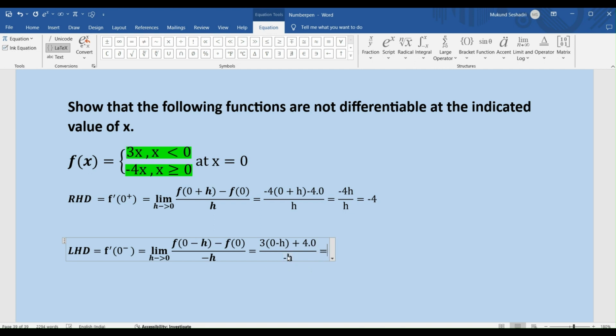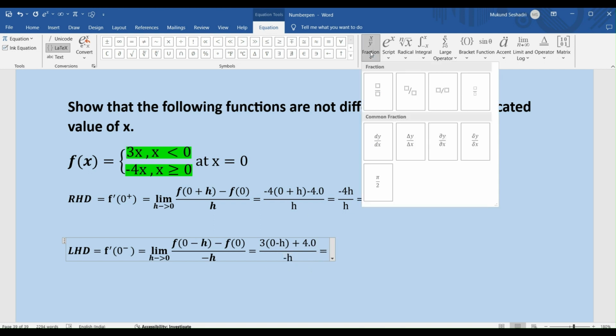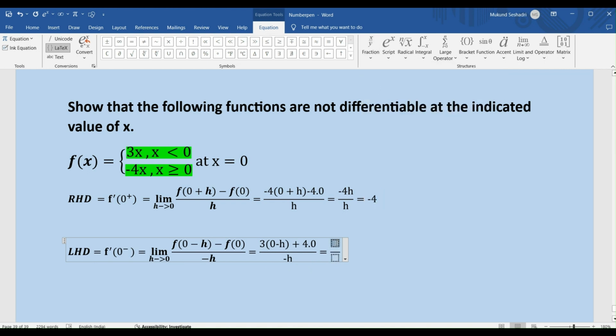So then I'm left with 3 times (0 minus h), which is minus 3h, right? And I have a minus h. So my h and h get cancelled out, and I'm left with 3, right? Because my negative sign also cancels out. I have a negative sign in the numerator and in the denominator as well.